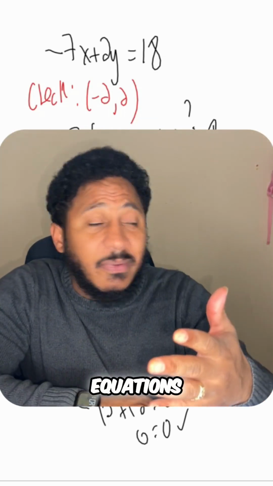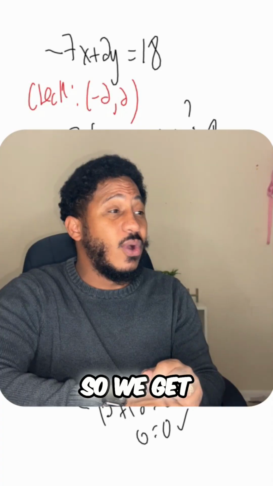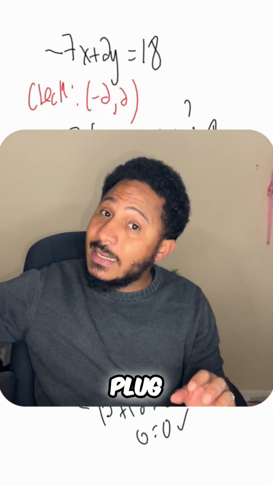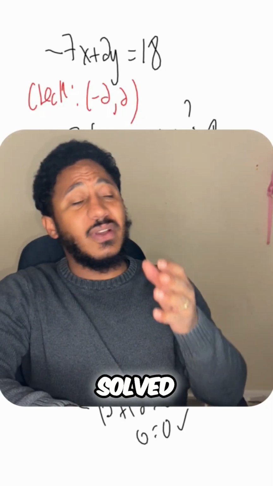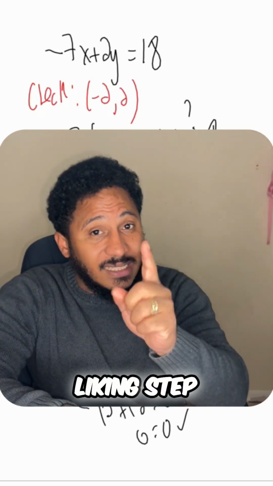So we're solving a system of equations. This substitution method is pretty handy. We get one of the variables on one side by itself, then substitute or plug it in to the other equation, and then we get one equation, one variable to solve, and then back substitute to find the other variable. And always do that check step, Nike step.